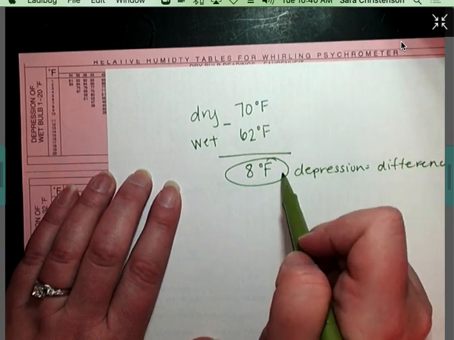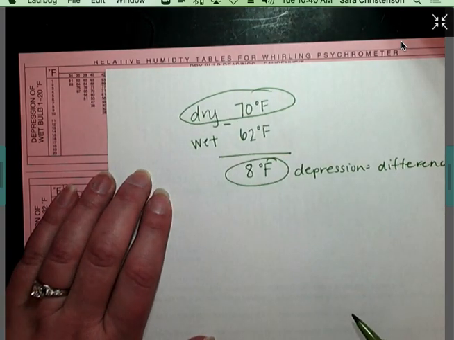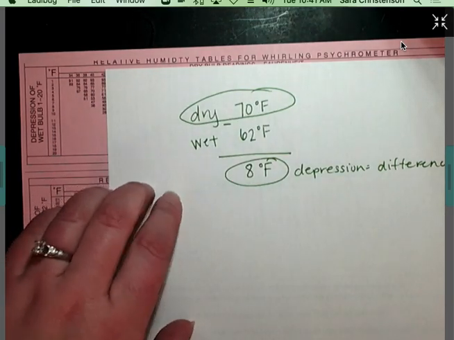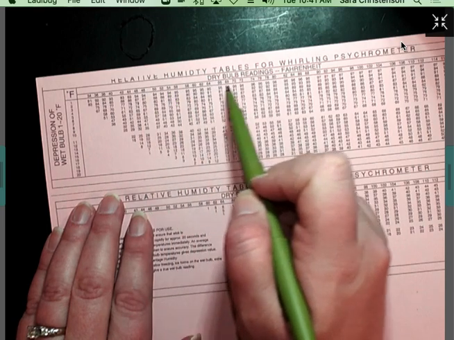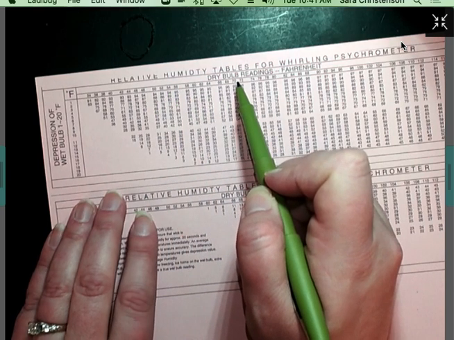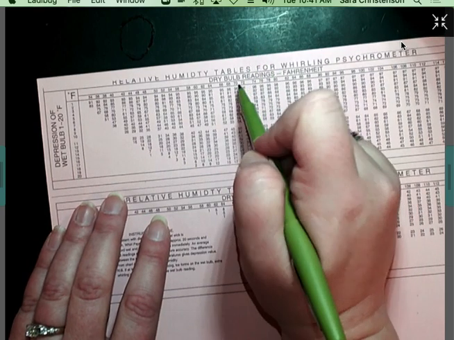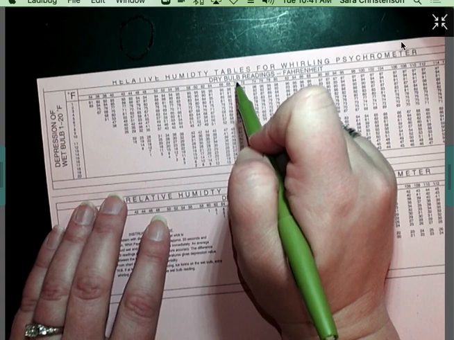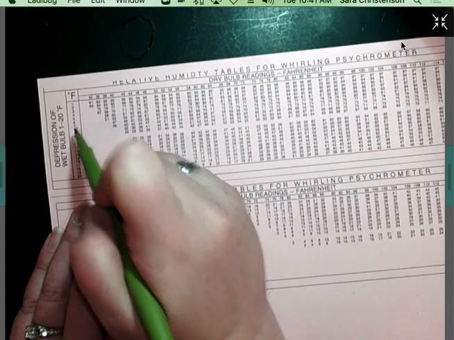We're going to need this number, and we need our dry bulb reading. Once we have those two, then we're going to use this chart. We're going to find where 70 degrees is on our chart, which is right here. I know these numbers are tiny. That's why the digital one might be helpful too, because you can zoom in on that document. You find 70 degrees, and then you have to find where that 8 degree depression is.